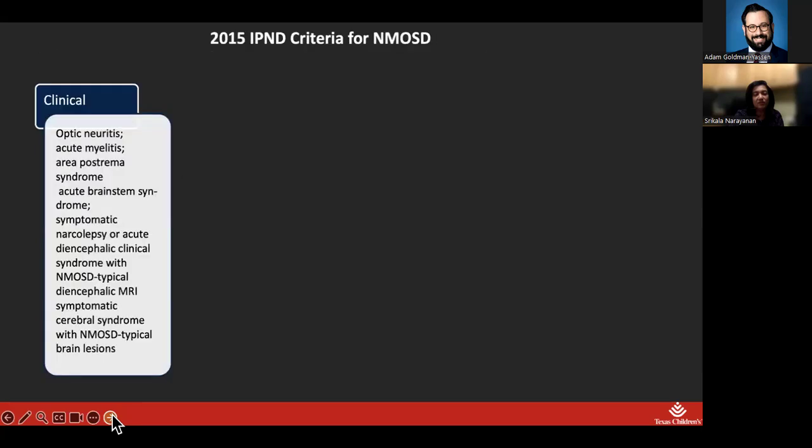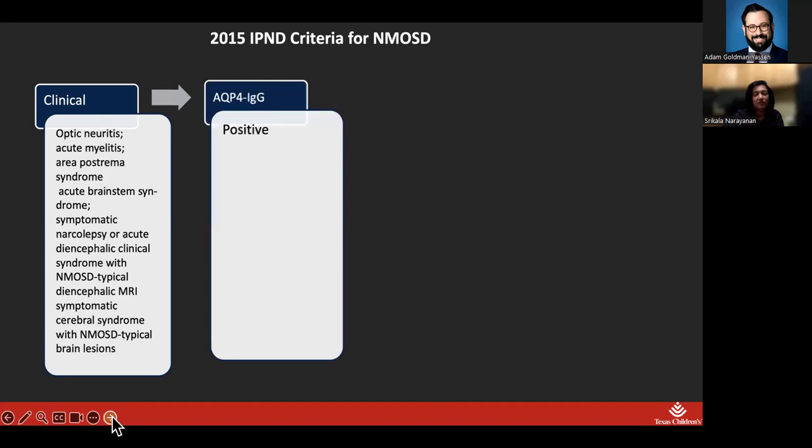So here is the 2015 criteria, where the core clinical event should involve either an acute optic neuritis, an acute myelitis, an area postrema syndrome, an acute brainstem syndrome, like presenting with symptomatic narcolepsy, or an acute diencephalic clinical syndrome with NMOSD typical diencephalic MRI lesions, or a symptomatic cerebral syndrome with typical brain lesions. And then again, you test it, it's positive, that's great. You don't have any other better alternate diagnosis.